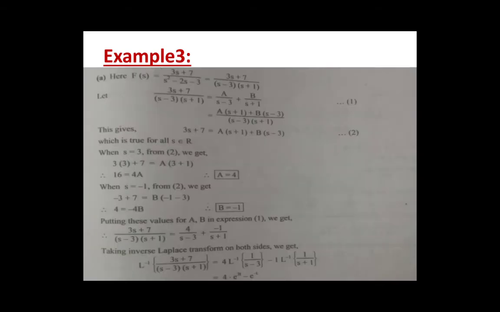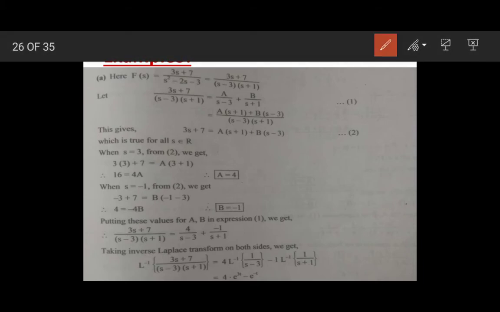See the next example. Here the function is given as 3s plus 7 upon s square minus 2s minus 3. Okay, so mainly to solve the inverse Laplace transform we are going to use the partial fraction method. So what we are going to do here, we are going to find the partial fraction of this term. So first for that we have to find the factors of the denominator. So the factors of the denominator will be s minus 3 into s plus 1. Okay, so after factorizing the denominator, next I have to write this in partial fractions form.